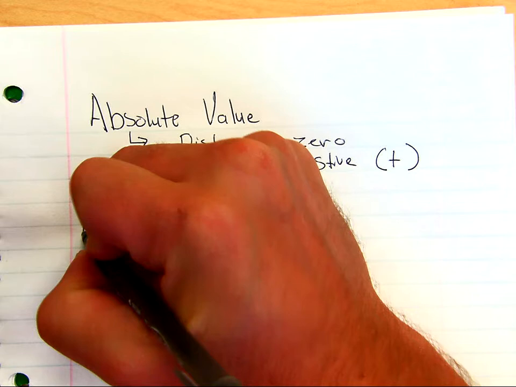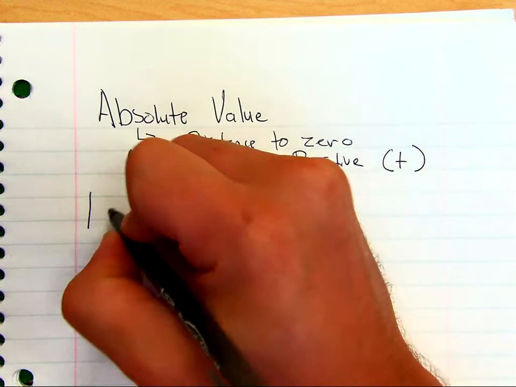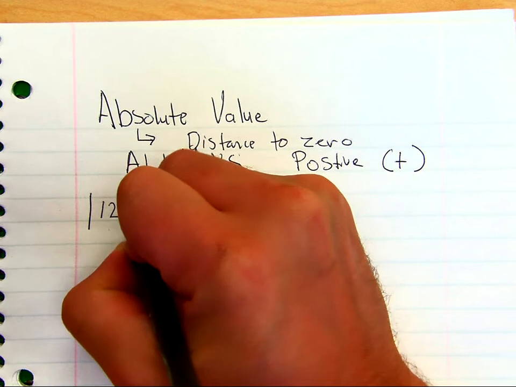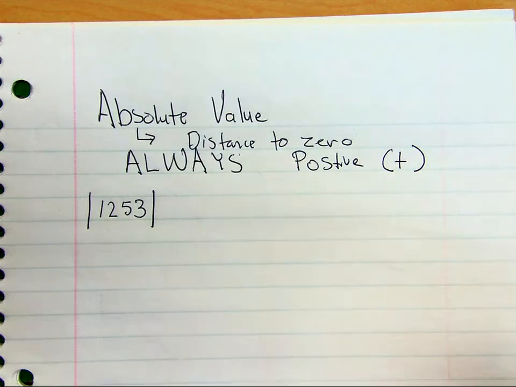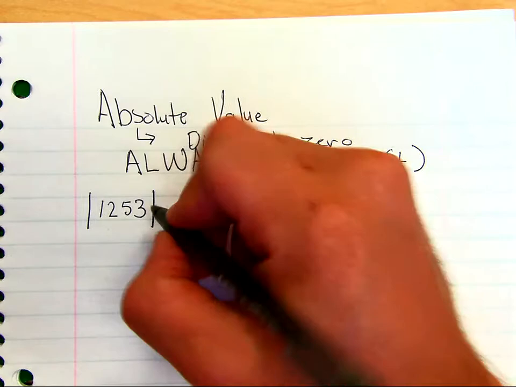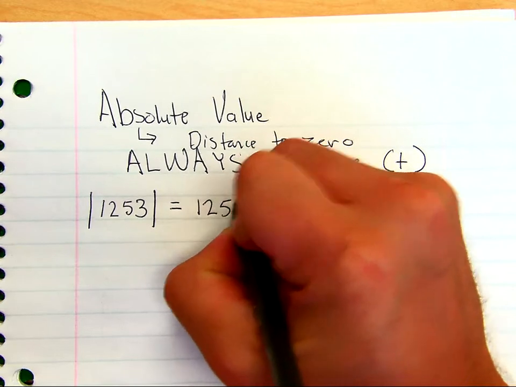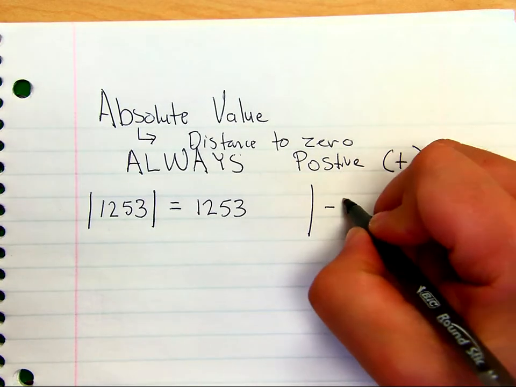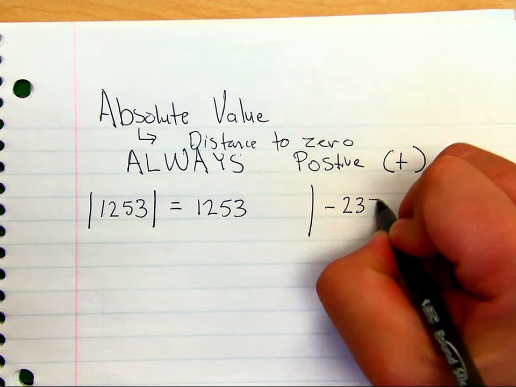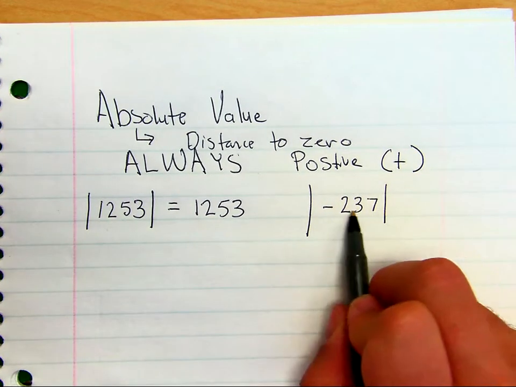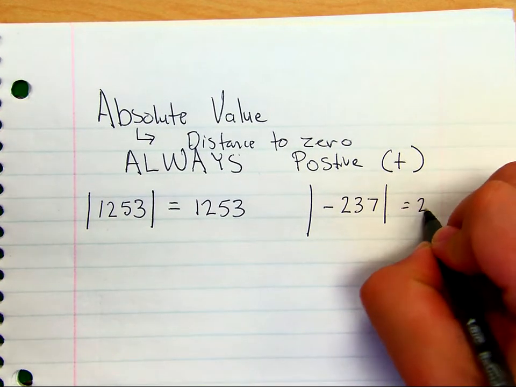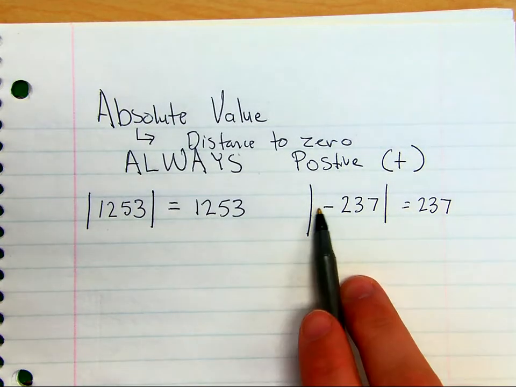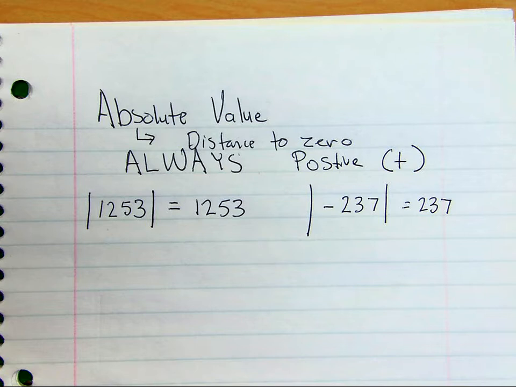Just starting off with the basics, this is the absolute value symbol. So if I had something like the absolute value of 1,253, that's saying, how far is that number from 0, and it would be 1,253 spots away from 0 on the number line. Same thing if I had negative 237. The absolute value of negative 237, well, if I take 237 steps, I'm going to be at 0. How far is this number from 0? It's 237.